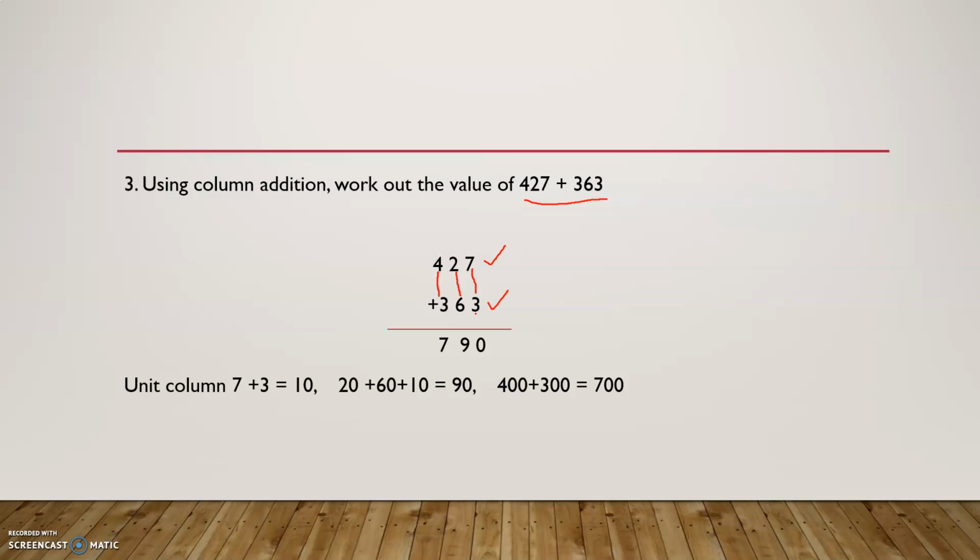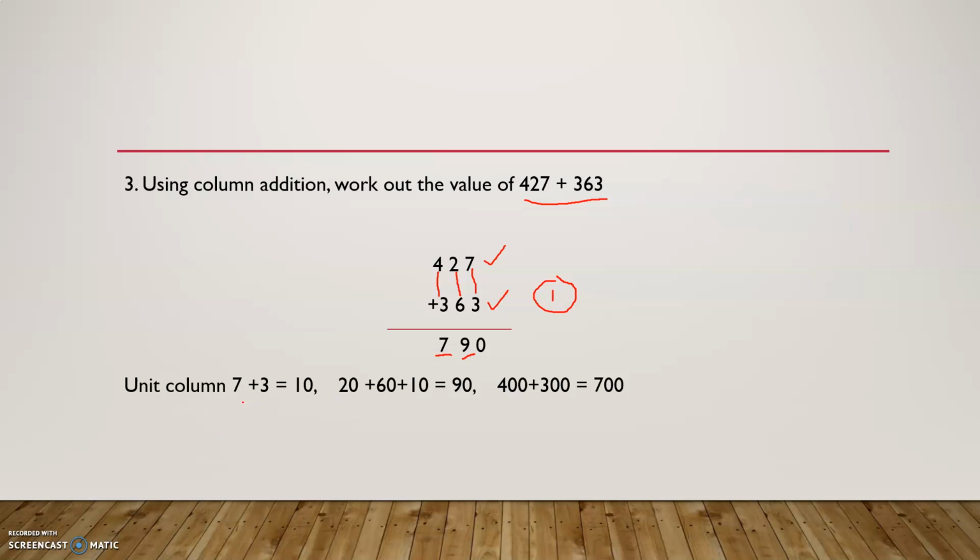So 7 add 3 would be 10. So we have to move the 10 to the tens column, and then we go 2 add 6 would be 8, and then we go 1 carried from the right column, so that would be 9, and then we go 4 add 3 would be 7. Yeah, so here is the explanation.